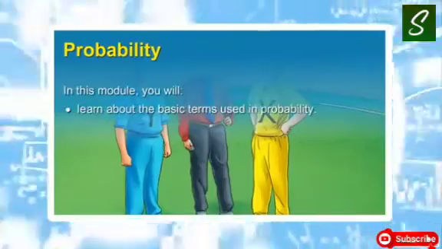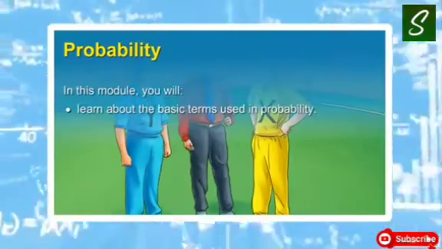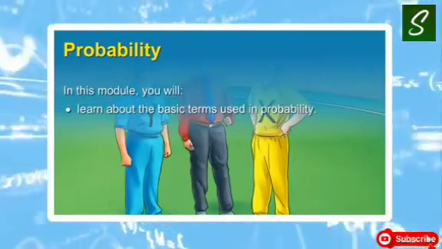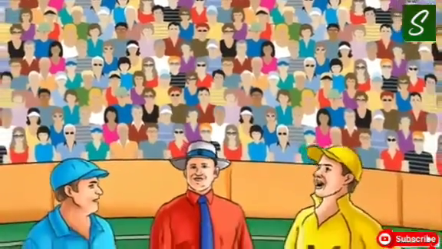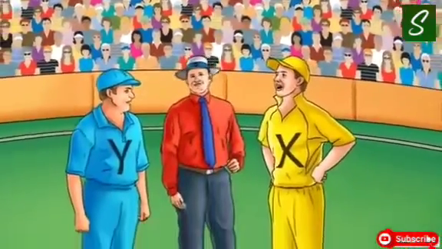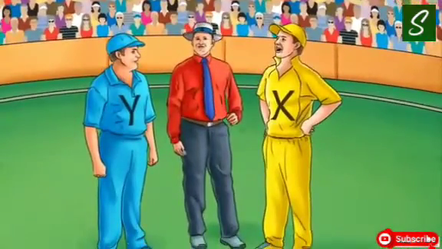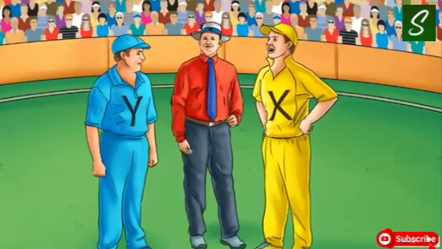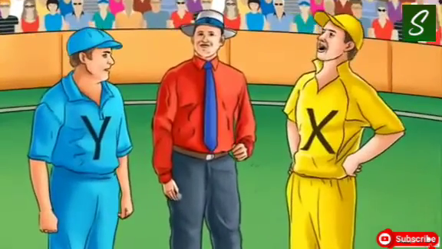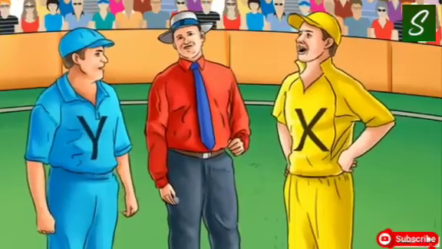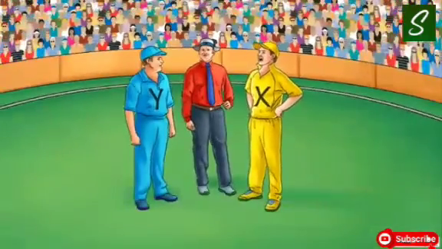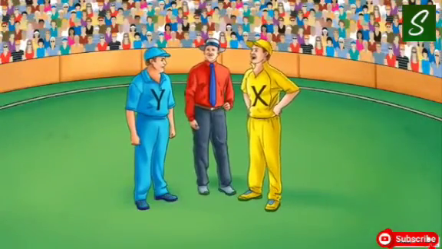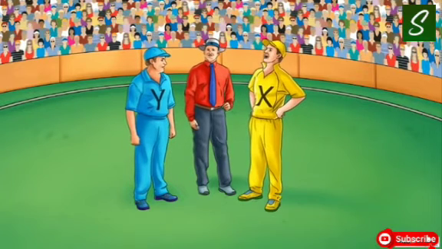Probability. In this module, you will learn about the basic terms used in probability. A 2020 cricket match is going to start in the stadium between Team A and Team B. The captains of the team, named X and Y respectively, are standing with the umpire as this game will be started with a coin toss.